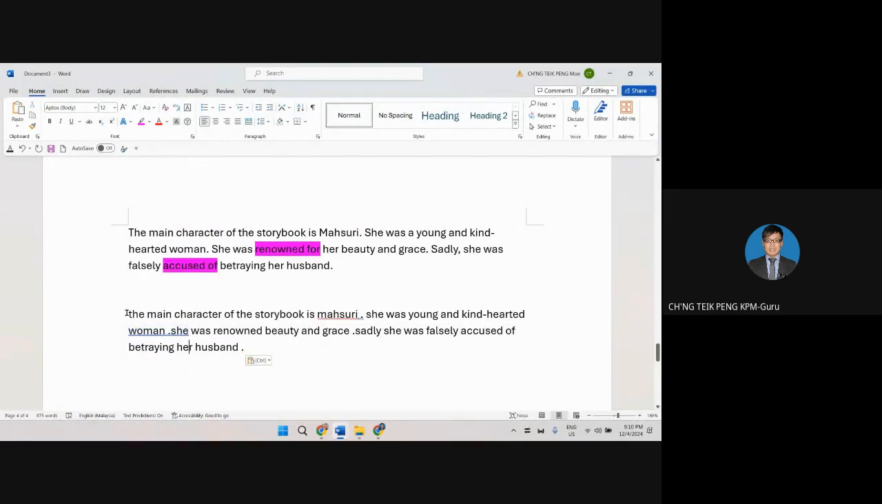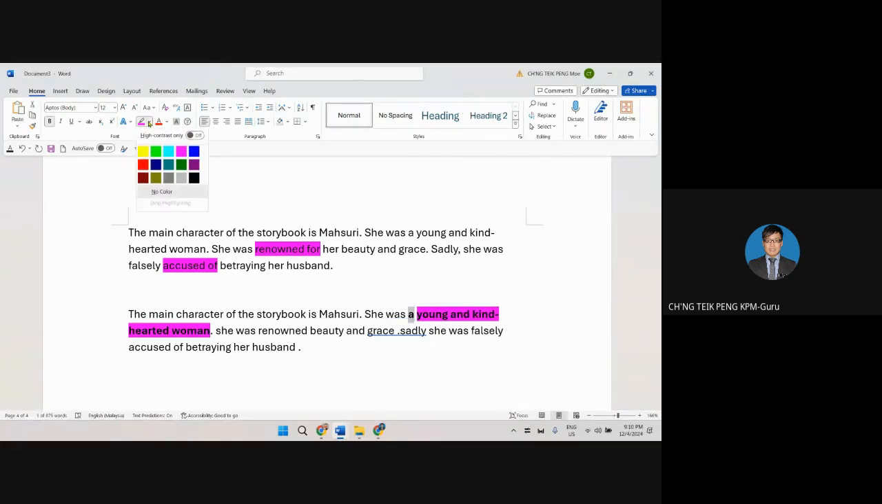So the main character of the storybook is Masuri. She was young and kind-hearted woman. Look here, she was young and kind-hearted woman. OK, woman is a countable noun, so you can't use it directly, you have to use a. She was a young and kind-hearted woman. She was renowned, and after renowned you must put for, for her beauty and grace.